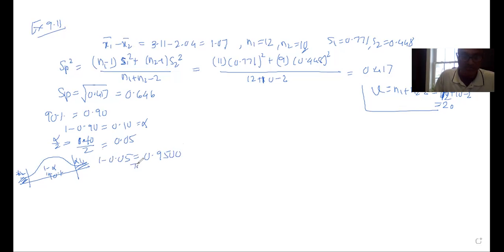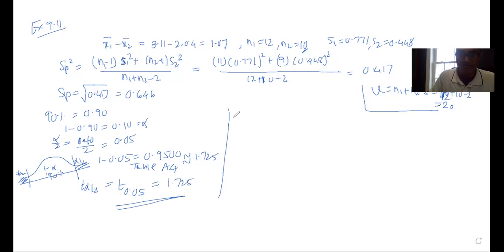Then again you can use table A4, because it is now the t distribution. If you use the table, this corresponds to 1.725. So t alpha by 2, that is t 0.05, is equal to 1.725. So I have my t alpha by 2 over here, and now I'm going to plug in the values, because now I have everything with me.